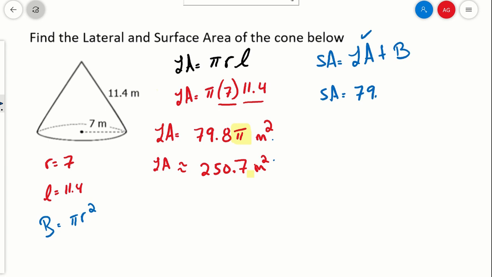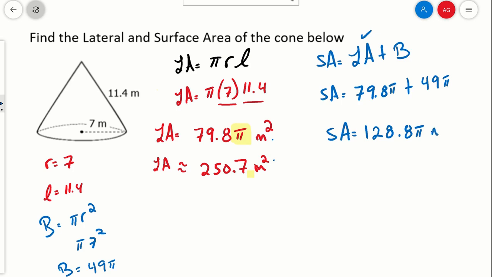So I had 79.8 pi for my lateral area, and the base is going to be, well, let's work on the base down here. If the radius is 7, squared is 49, so my area of the base is 49 pi, and so that's what I'm going to put here. So 49 pi, and so my exact surface area would be 128.8 pi meters squared. And once again, if you want to include pi in the calculator, you simply multiply by pi, and I get an answer of 404.637 meters squared.